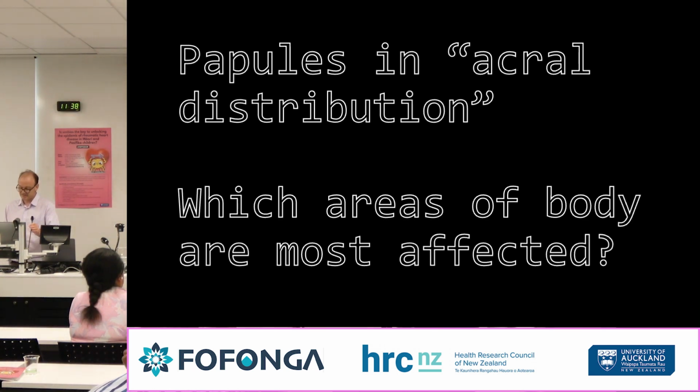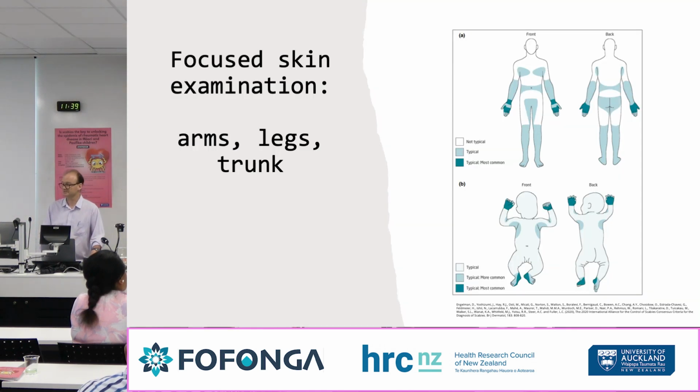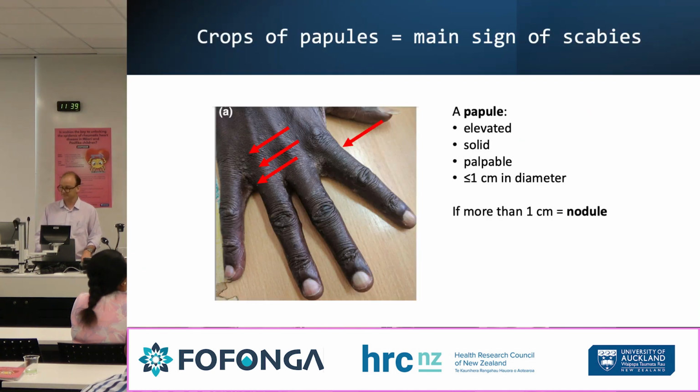So the Australian approach in the Pacific is to use this definition: papules in an equal distribution, which is papules on the arms and legs. And these are the areas of the body that are most affected. So most commonly the hands, also the feet, genital region as well. This is from the IACS criteria. Scabies tends to be a bit more generalised in infants.